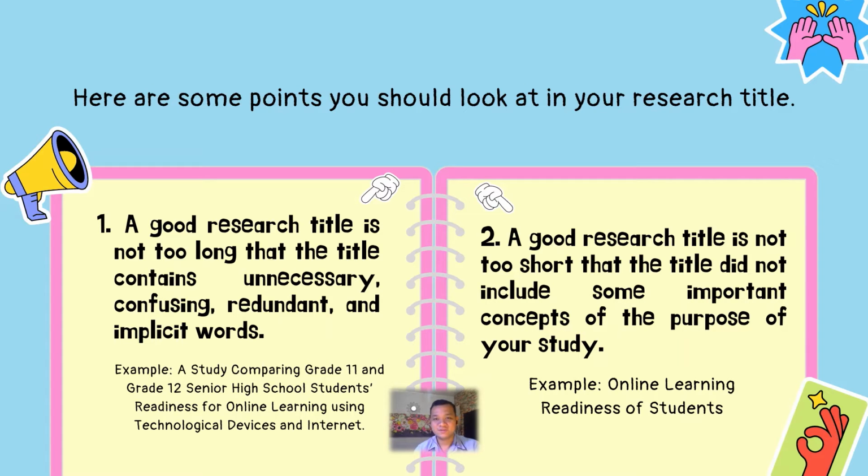Let's move on to number 2. A good research title is not too short, such that the title does not include some important concepts of the purpose of your study. So take a look at this example, online learning readiness of students. Although you have certain variables in this title, like online learning readiness and the students, it doesn't really say what you are going to do with your study or the purpose of your study. So in other words, it should not be too short.